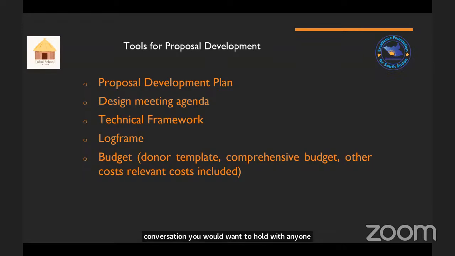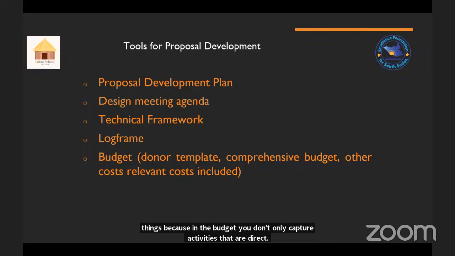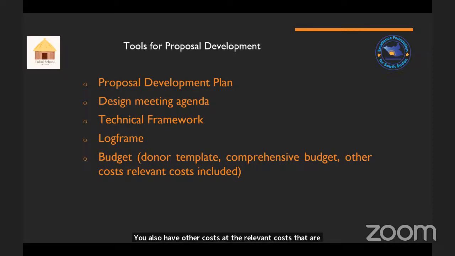So make sure that the budget is comprehensive, capturing all the activities that are budgeted for and other things, because in the budget, you don't only capture activities that are direct, you also have other relevant costs that are included for you to implement this project successfully. All right. So make sure you have included other implied costs, like the cost for electricity, maintenance, fuel, office rent, because you need an office to implement this project. All right.